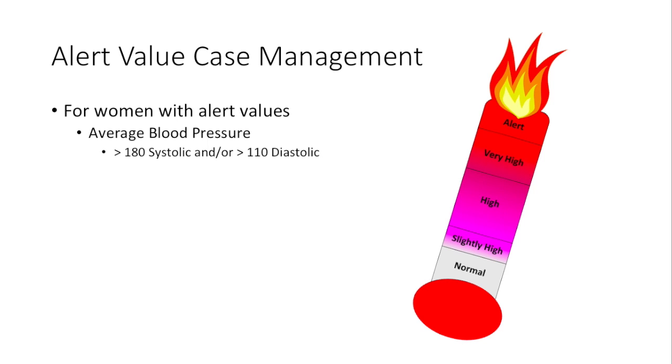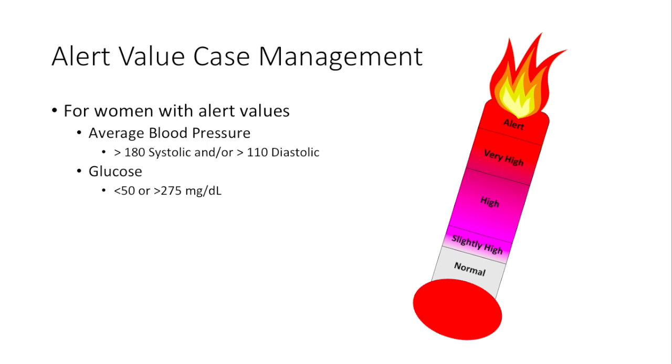So we want to make sure that she is in and seen within 7 days of screening. So you're probably going to need to make the appointment for her, and you're going to have to help her overcome any barriers to make sure she's able to get in. Whether she has a history of high blood pressure or no history of high blood pressure, if her readings are that high, they're dangerous and we need to get her seen and get her taken care of right away.